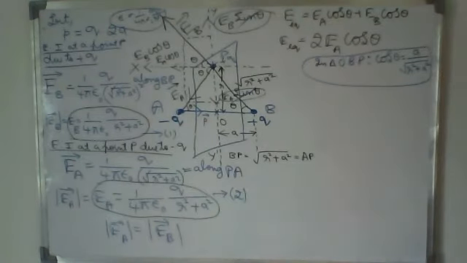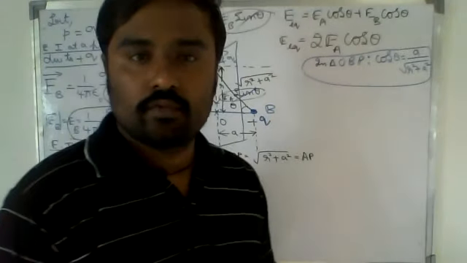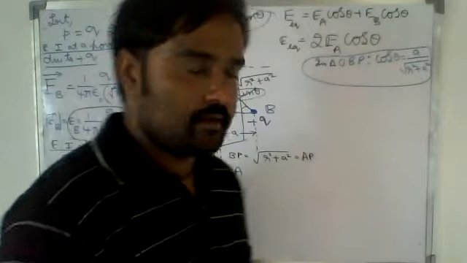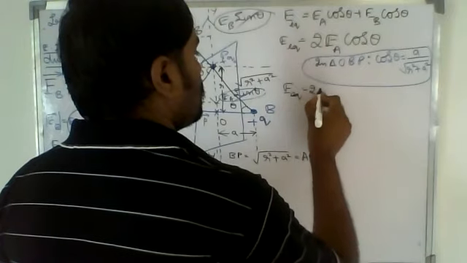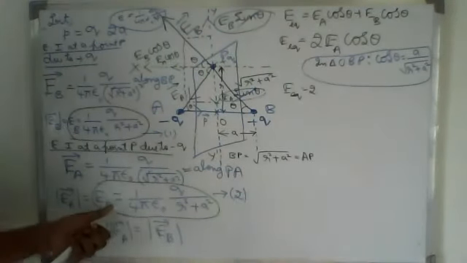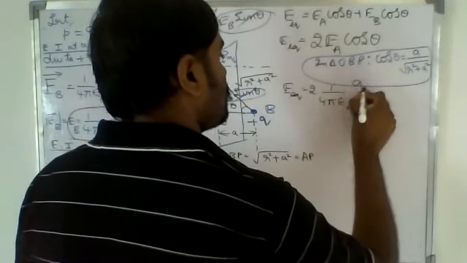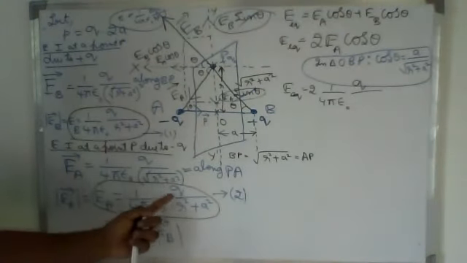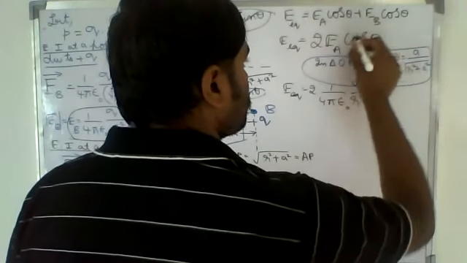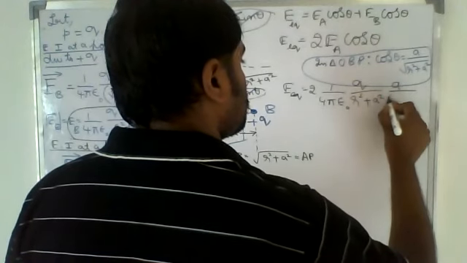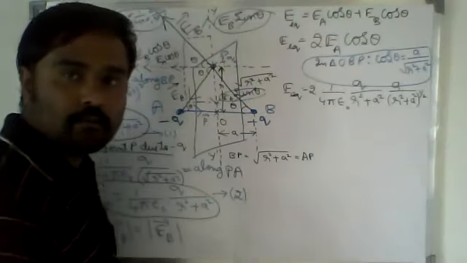In triangle OBP, cos theta is equal to A divided by root of R square plus A square. Now the equation becomes... What is the value of EA? EA is 1 divided by 4 pi epsilon naught, Q divided by R square plus A square. What is the value of cos theta? Cos theta is A divided by (R square plus A square) power 1 by 2. Root means power 1 by 2.